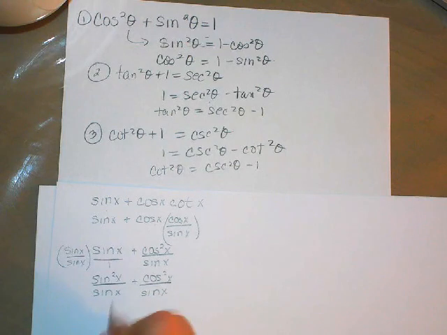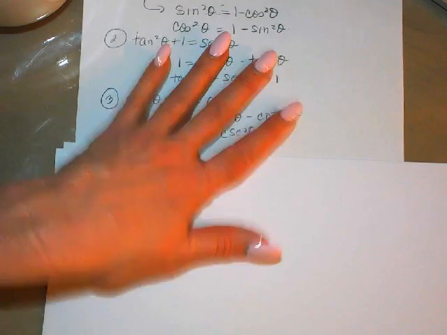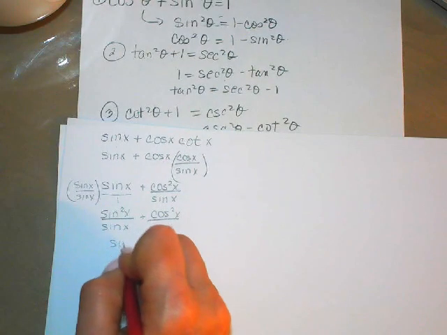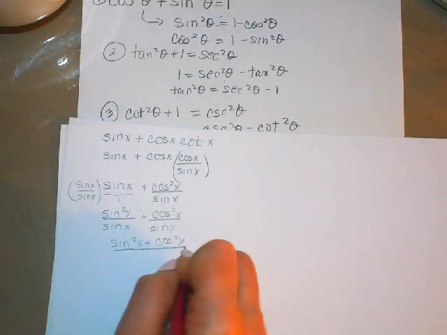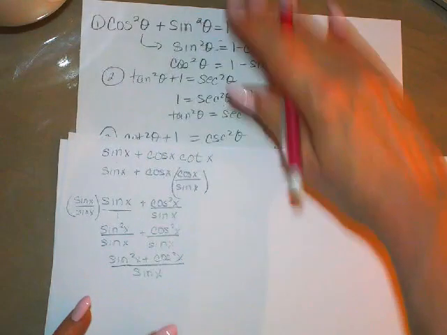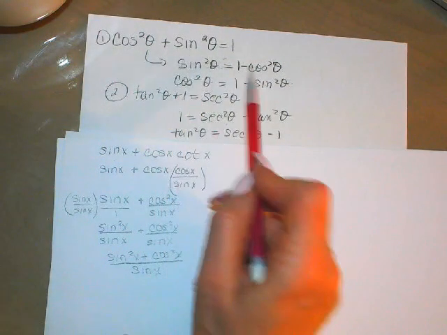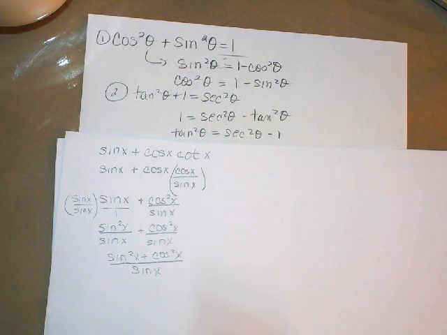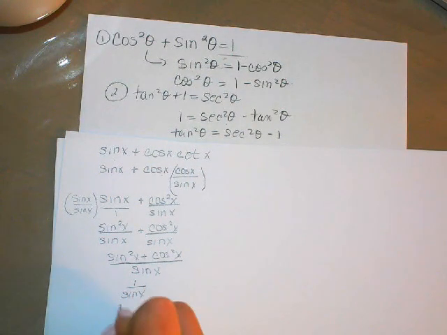Now they have common denominator, so the new numerator, I'm going to move this up a little bit. The new numerator is sine squared x plus cosine squared x all over the denominator of sine x. And if you look at your Pythagorean identities up here, cosine squared x plus sine squared x always equals 1. So this numerator becomes 1 over sine x, which is cosecant x.